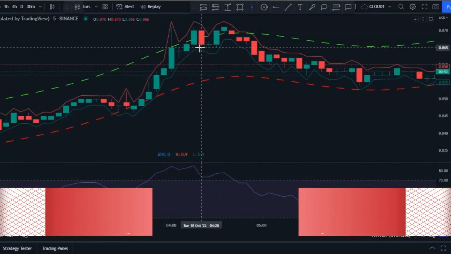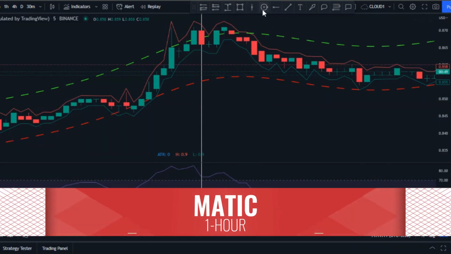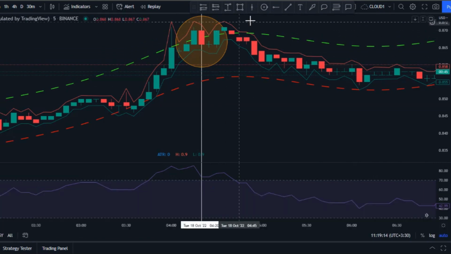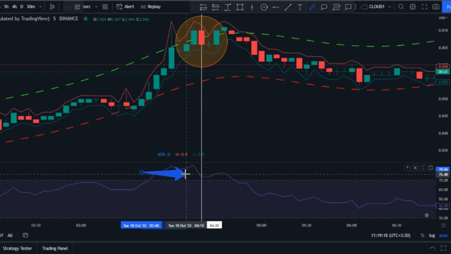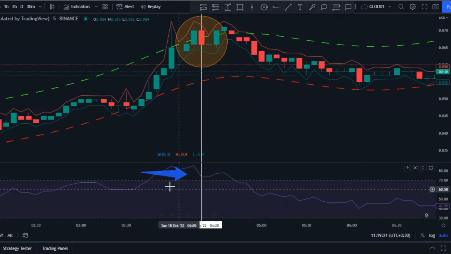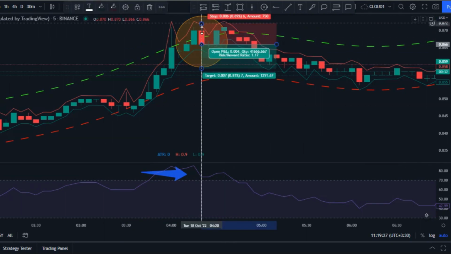Now let's check it out on Matic 5-minute time frame. There's a short signal here, and the signal is confirmed because the RSI is in the overbought area, which is above 70, so we can place our short order.